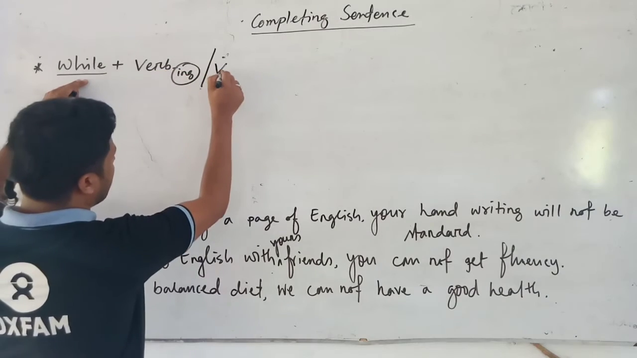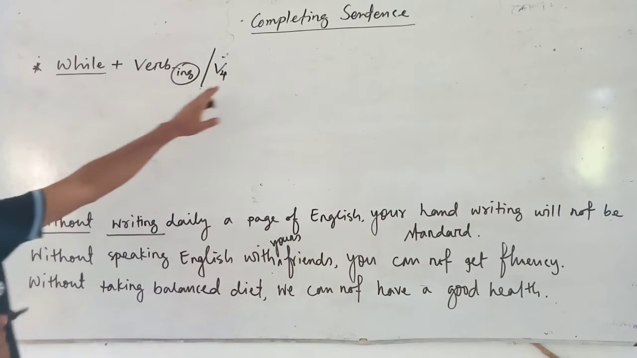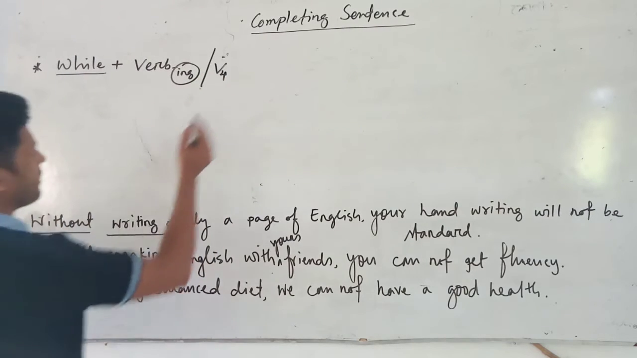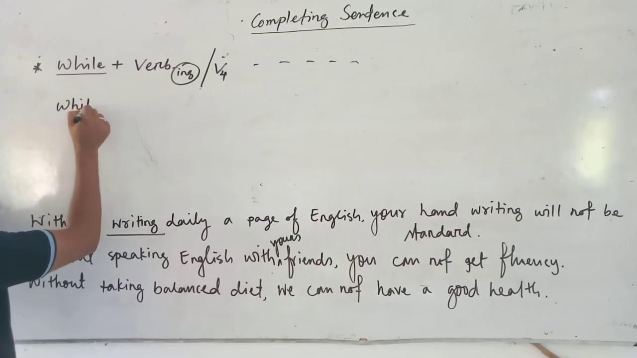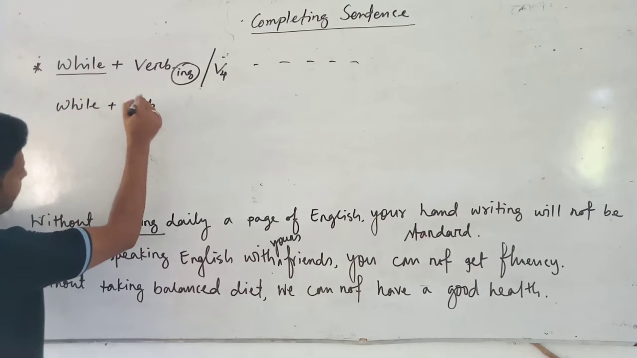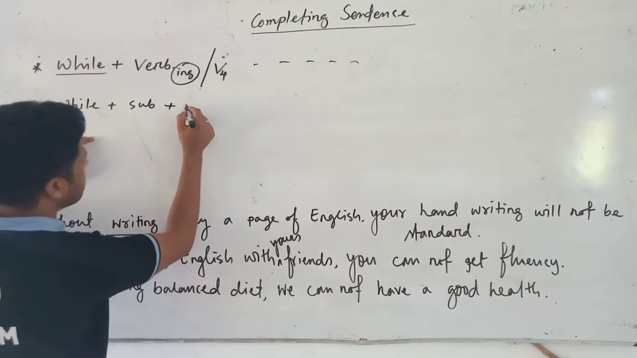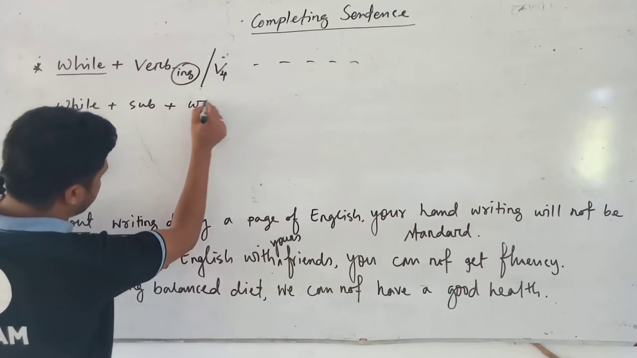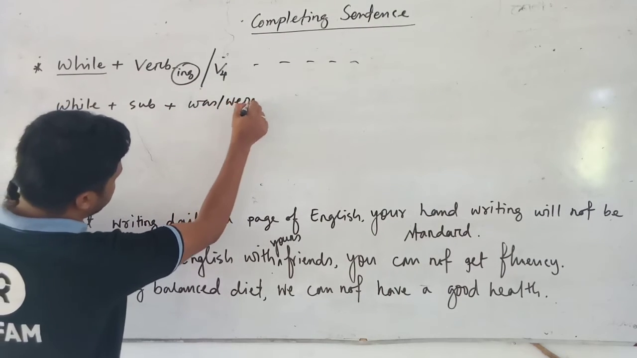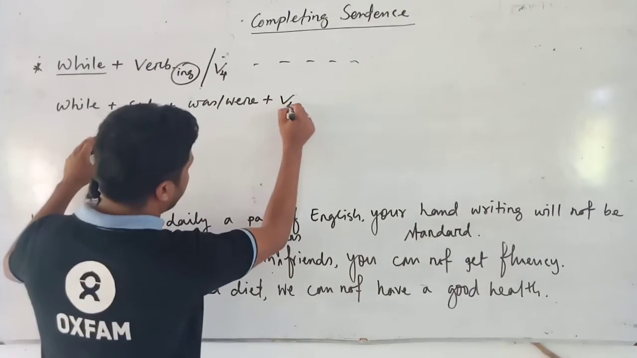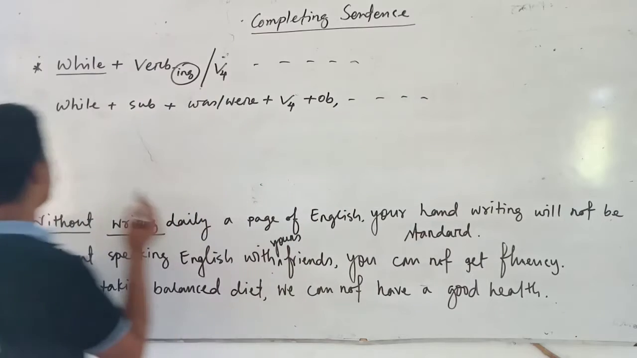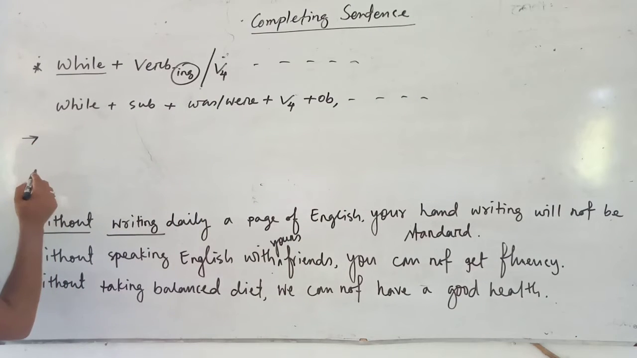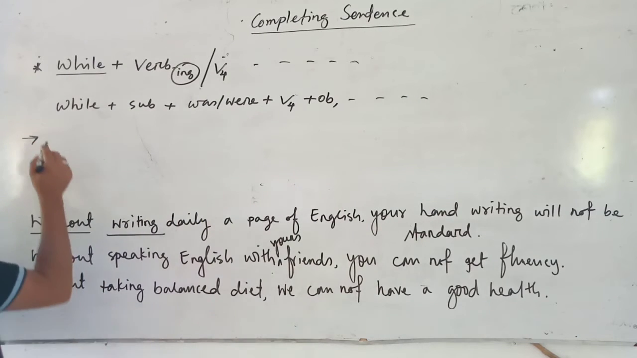That means the ing form, then the clause. And if we put a subject here, mainly it is past continuous: was or were, then the ing form, object if it is needed, then other things. Okay, now let's enjoy some examples here.